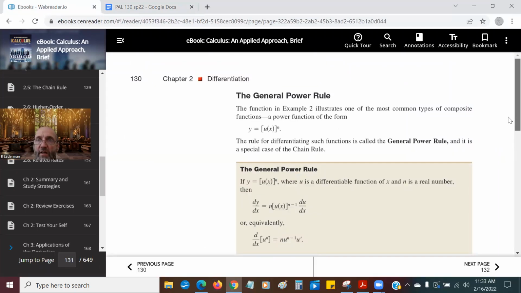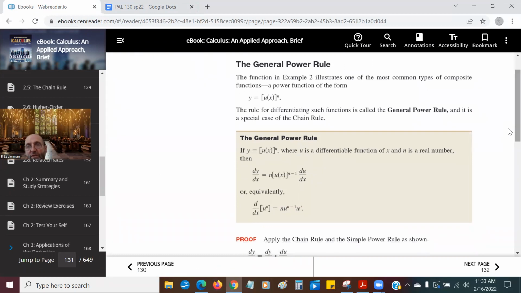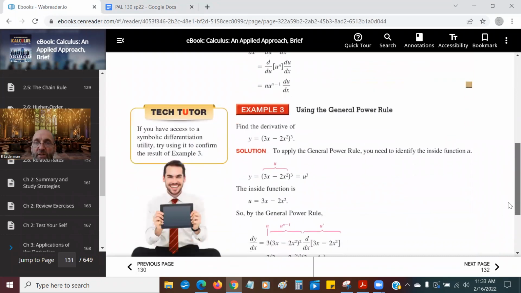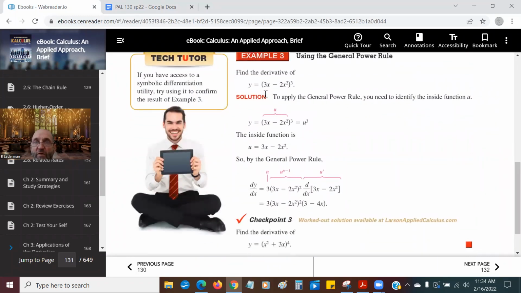This is called the general power rule, but again, it's just an example of the chain rule. And all this means is if I have some inner function and I raise that to a power, I do n times u to the n minus 1, that's my power rule, times the inner derivative, the derivative of that inner function. So here's an example. And it's just straight power rule. My inner function is 3x minus 2x squared, and the power I'm raising it to is 3. So 3x minus 2x squared, that's my u. So y is equal to u to the third power.